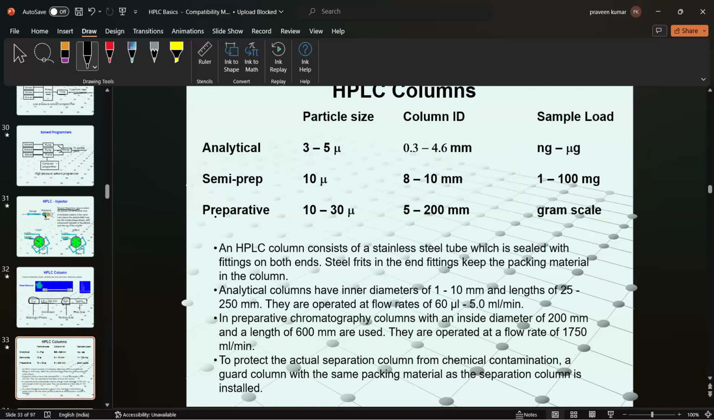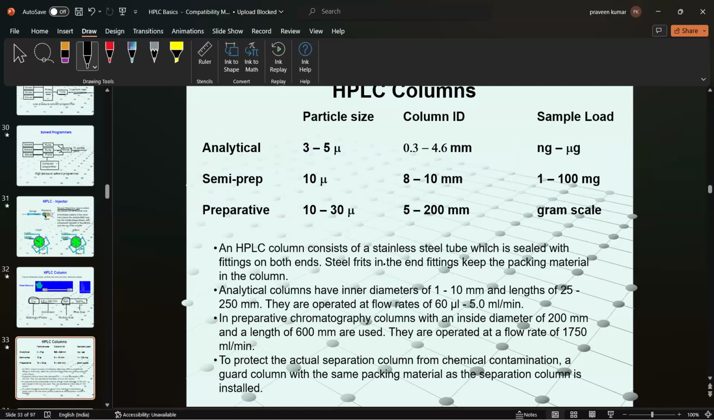For the analytical purpose, semi-preparative and the preparative. For the analytical purpose, the particle size is lower, which is 3 to 5 micron. For the semi-preparative, the particle size is 10 micron. And for the preparative, it is basically 10 to 13 micron. As I mentioned, the sample load is between microgram to milligram.